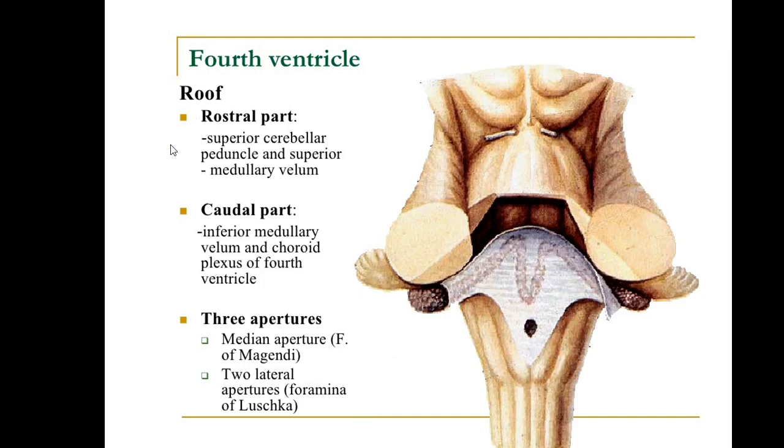Here in this diagram you can see the roof, which is tent shaped. It has a superior part, the dorsal part, and an inferior part, the caudal. This is the superior cerebellar peduncle. This is the superior medullary velum.